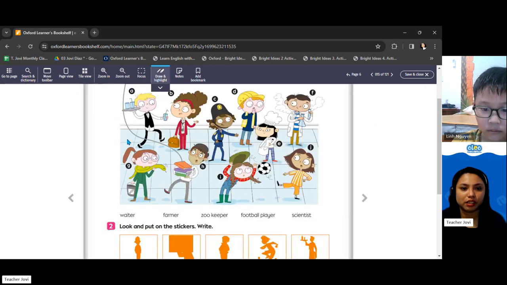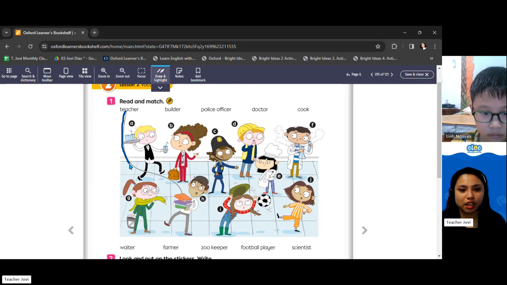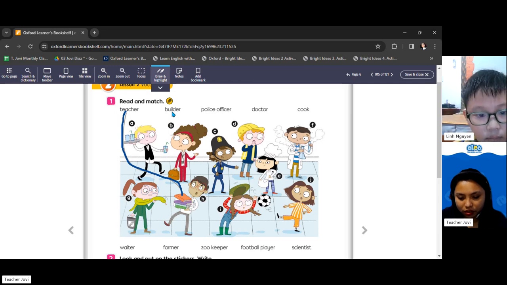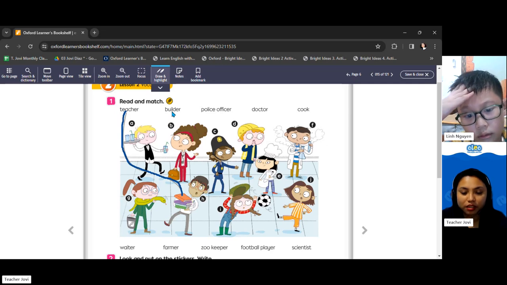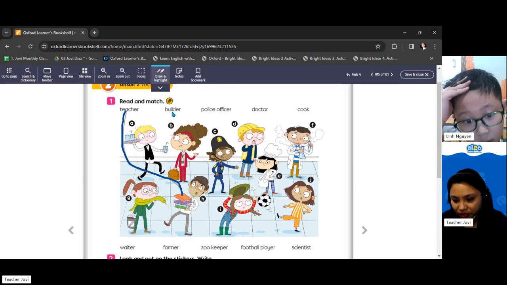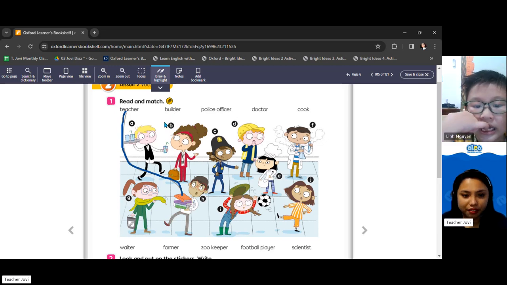Okay, let's just move it like this. All right, teacher is H. Next, how about this word? What is this word? Wood. Yes. Beauty. Yes. It's A. Okay, very good. So builder is A? Yes.